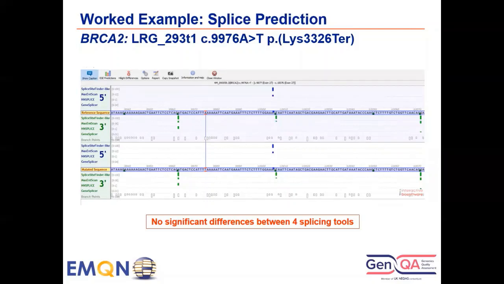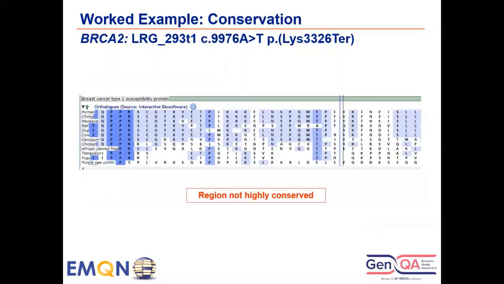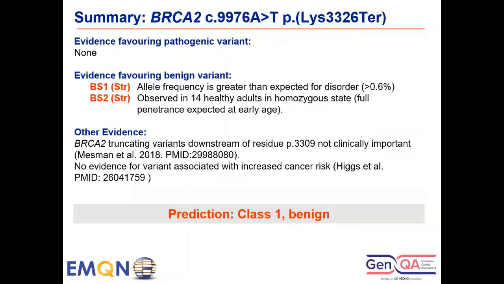This is an example of the splice prediction taken from a screenshot in Alamut, and there were no significant differences demonstrated between the 4 splicing tools, so there was no effect on splicing. And likewise, this shows conservation among species, and the bar shows where the amino acid lies, and the region is not highly conserved. Therefore, in summary, there was no evidence favouring that this was a pathogenic variant.